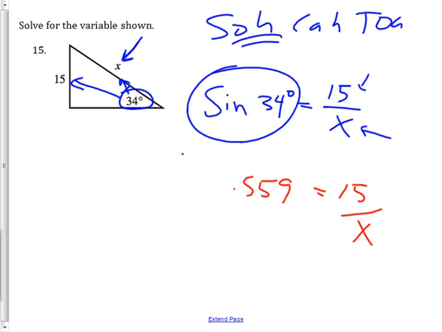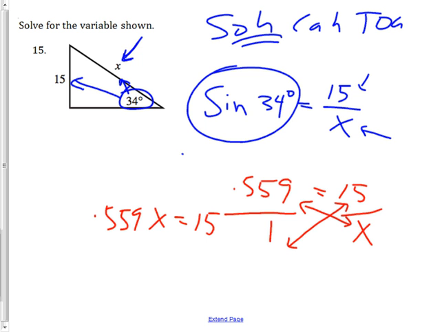Okay, I need to now get the x alone. So how do I do that? I guess I'd like to think of this as over 1, and then I'm going to cross multiply. This times this equals that times that. That's one way to do it anyway. So then I'm going to have 0.559 times x equals 15 times 1. Now it's closer. Now I just have to divide by 0.559. Divide both sides by 0.559. And I have x equals 15 over 0.559.